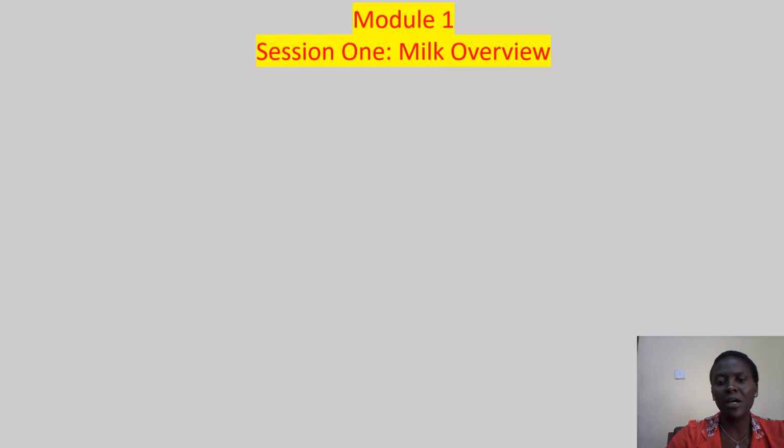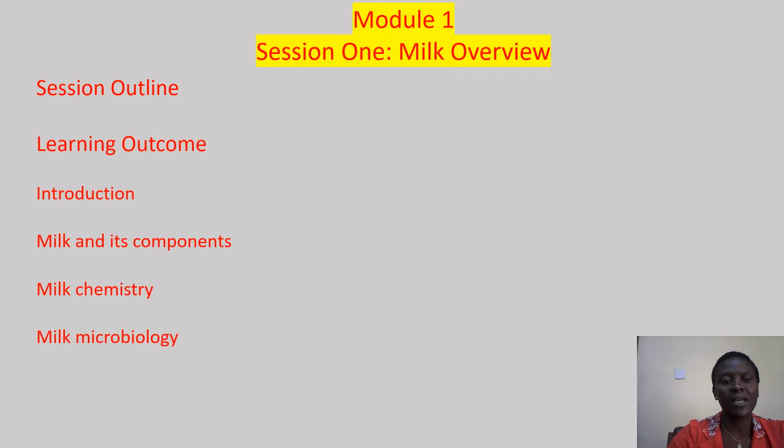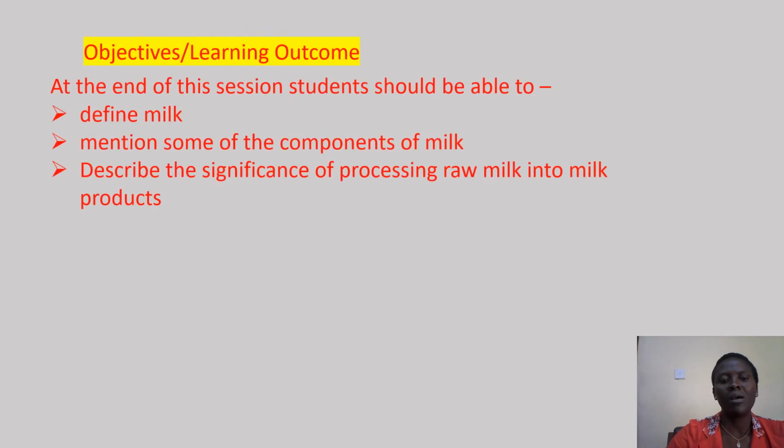Module 1. Today we shall be starting with Module 1, Session 1, and the main focus is going to be milk overview. Session 1 outline includes learning outcome, introduction, milk and its components, milk chemistry, and milk microbiology. Objectives. At the end of this session, students, you as a learner, should be able to define milk, should be able to mention some of the components of milk, should also be able to describe the significance of processing raw milk into milk products.